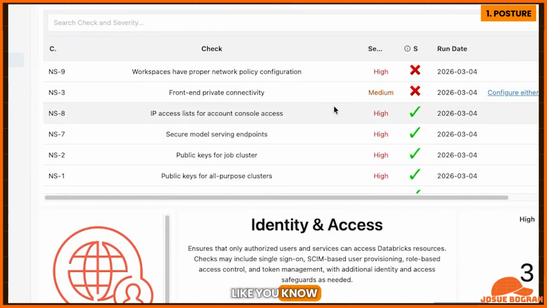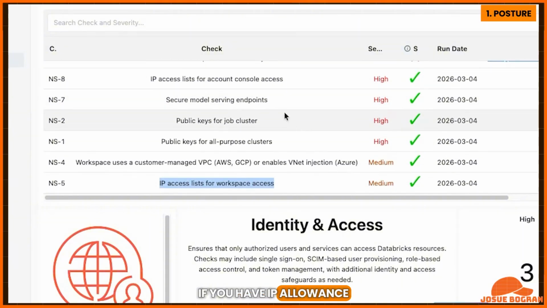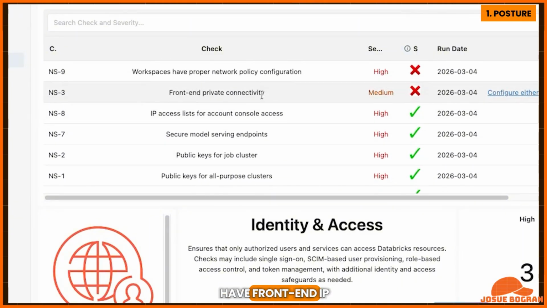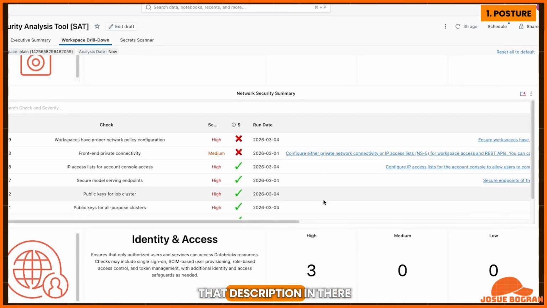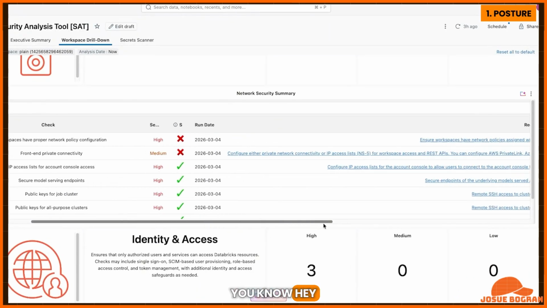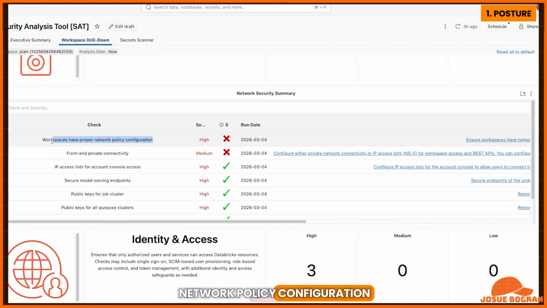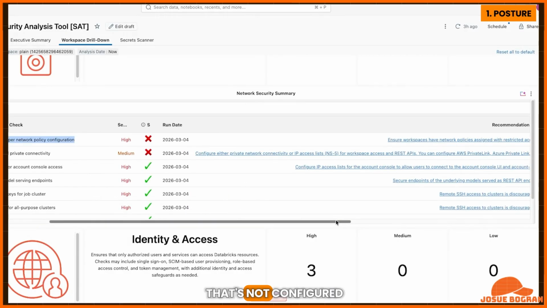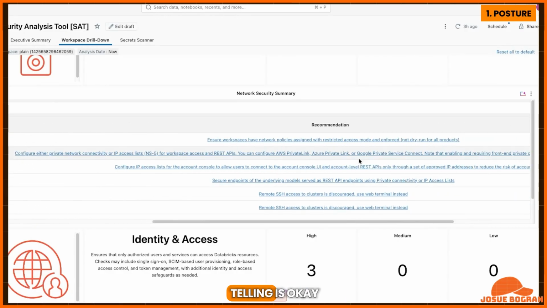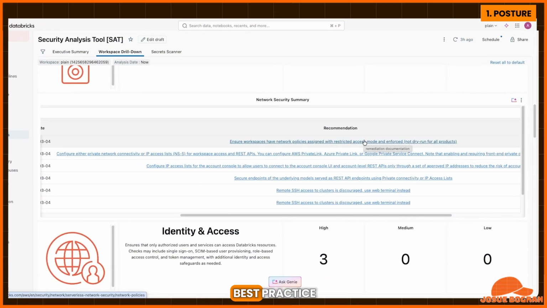Not everything that we find here necessarily means you need to immediately remediate. If you have IP allow list, you don't need to have front-end private connectivity, right? That's why we give that description in there that, hey, you need to do one of the two. You don't need to do both. But workspace have proper network policy configuration. This is a deviation that's not configured. So what we are telling is, okay, you don't have this best practice.